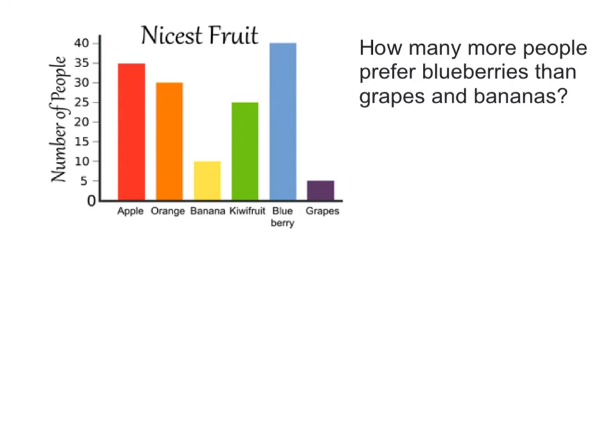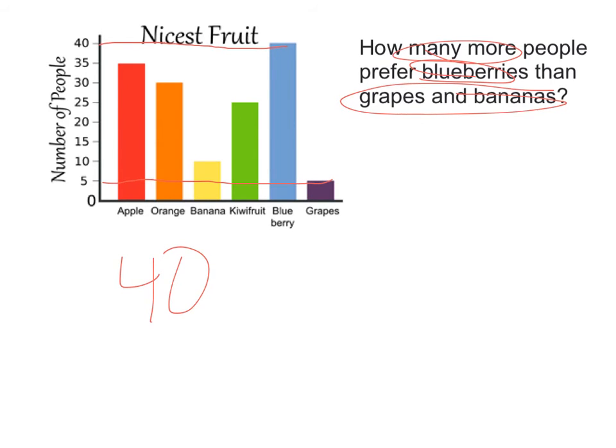Alright, hopefully by this point you've figured it out. So we have blueberries, we've got grapes and bananas, we've got how many more? So, blueberries. Go across, it appears that blueberries is 40. Grapes is about 5. If you notice on this graph, it's going up by 5s rather than the 1s like it did on the last one. So we've got 5 for grapes, and bananas are 10.